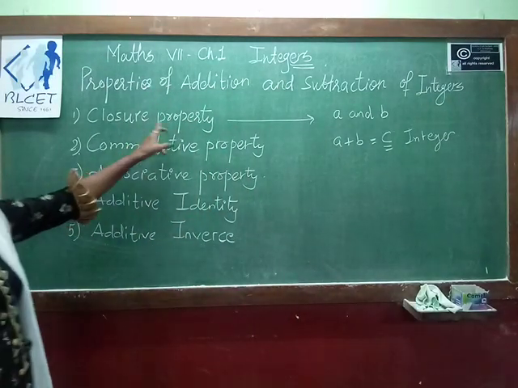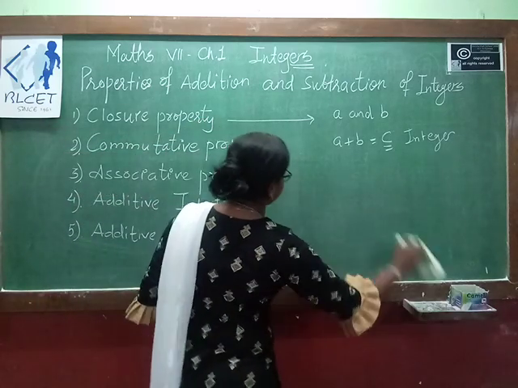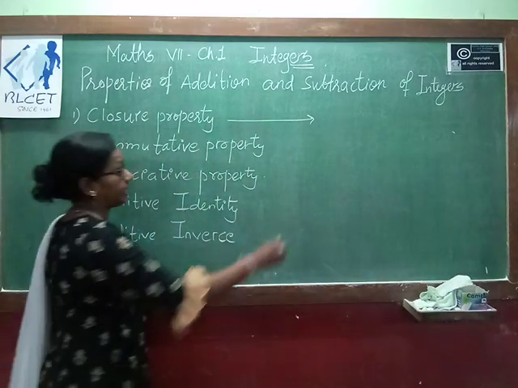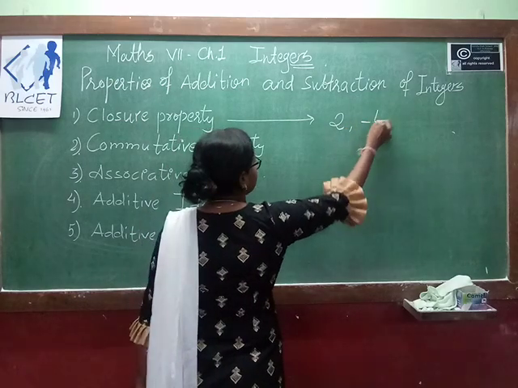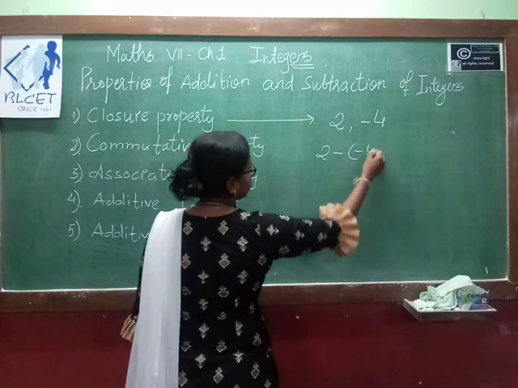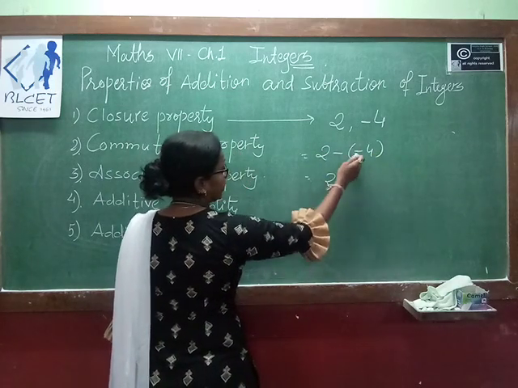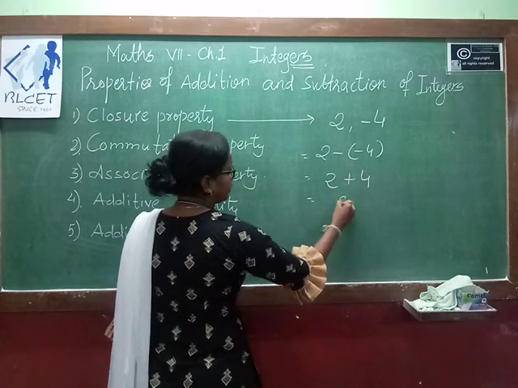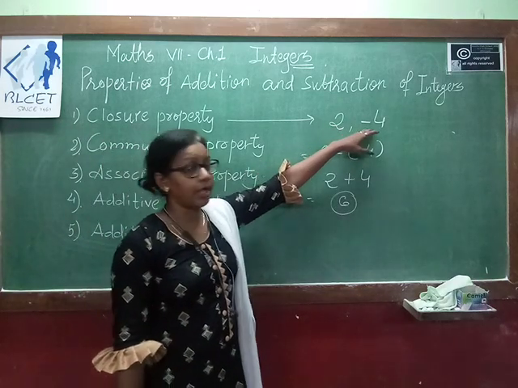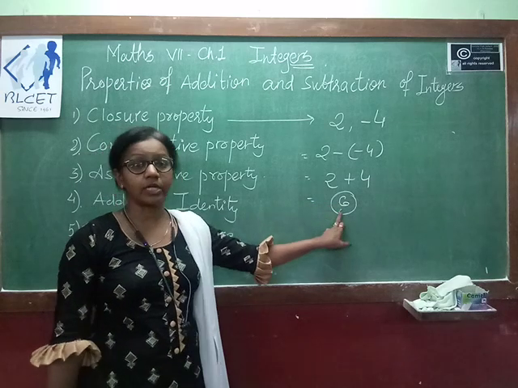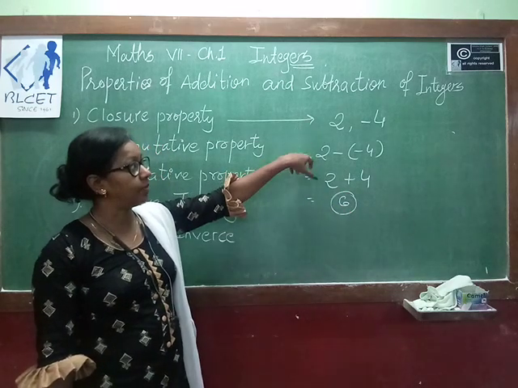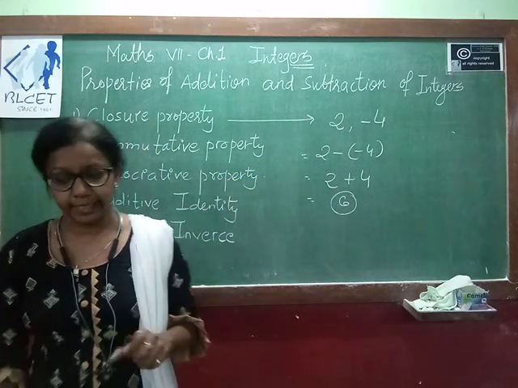In the same way we discuss the closure property for subtraction. We take two integers, suppose 2 and minus 4. Now I do the subtraction: 2 minus of minus 4. What is our answer? 2 minus minus becomes plus 4, so the answer is 6. What does the property say? If you have two integers, when you do the subtraction, whatever answer you are getting is also an integer. So this is the closure property for subtraction of integers.